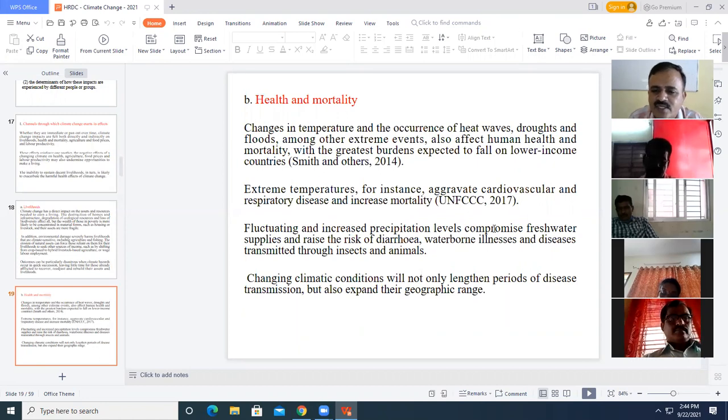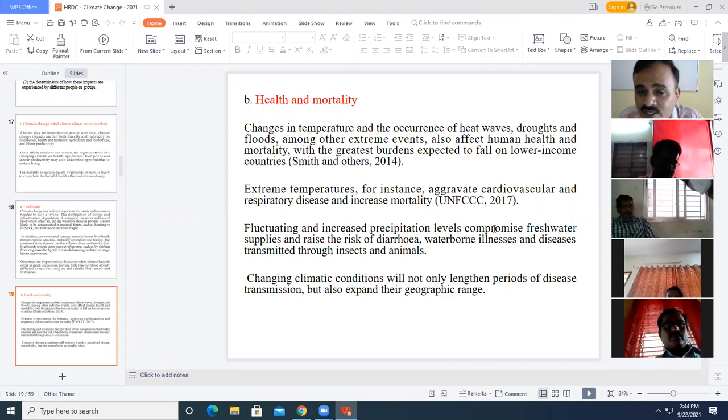Fluctuating and increased precipitation levels compromise freshwater supplies, and raise the risk of diarrhea, waterborne illness and diseases transmitted through insects and animals. So if there is heavy rain, there are several health related diseases caused. Then changing climatic conditions will not only lengthen periods of disease transmission but also expand their geographic range. So not only does it affect a particular region, the disease transmits to other regions of the world also.